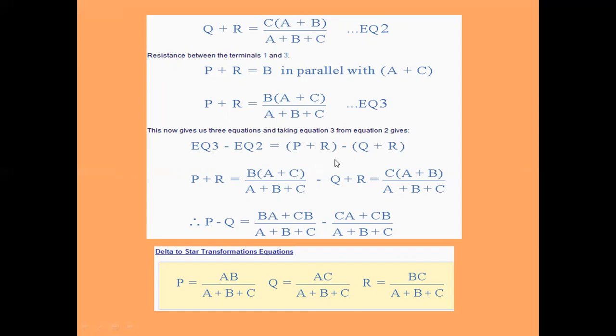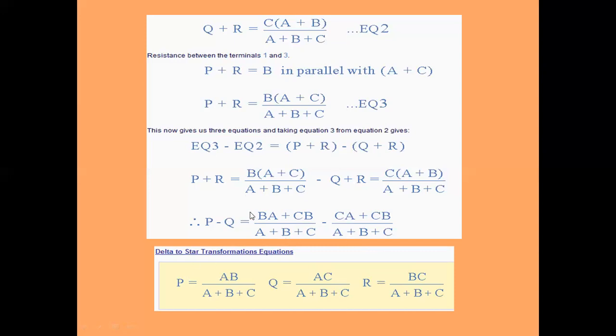So R will get cancelled, and I will get P plus R, that is B plus B into bracket A plus C upon A plus B plus C, minus Q plus R is equal to C into bracket A plus B upon A plus B plus C. So P minus Q is equal to, after solving this, BA plus CB upon A plus B plus C minus CA plus CB upon A plus B plus C.